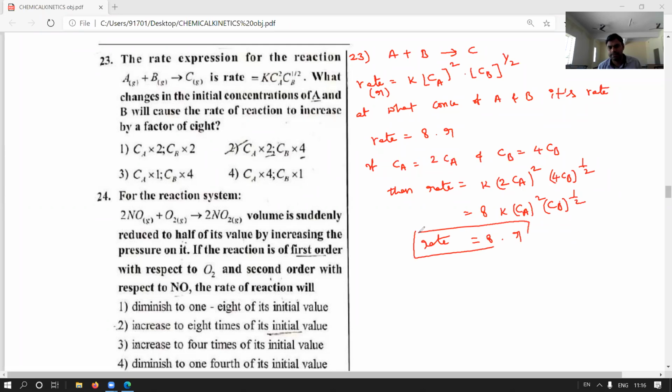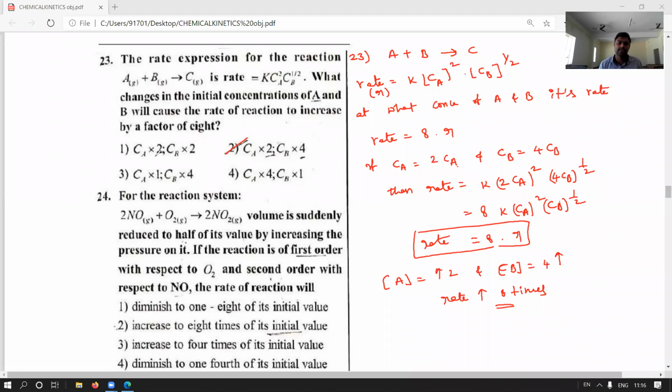So when the rate becomes increased by a factor of 8, the concentration of A is increased by 2 times and the concentration of B is increased by 4 times. Then the rate is increased by 8 times according to the given rate expression. So the correct answer is the second one.